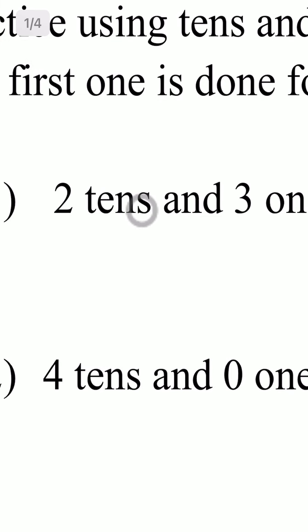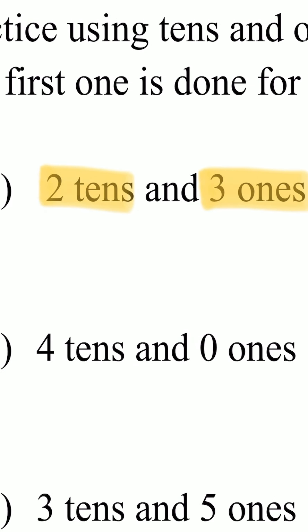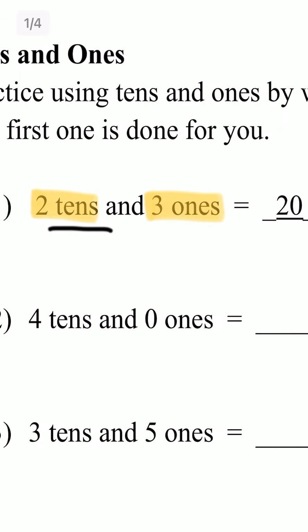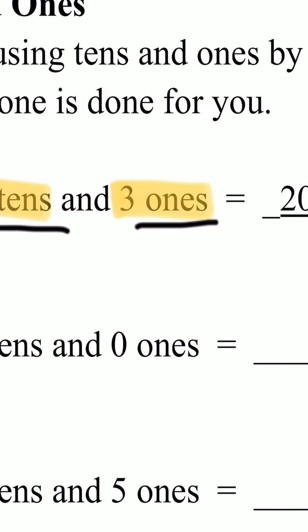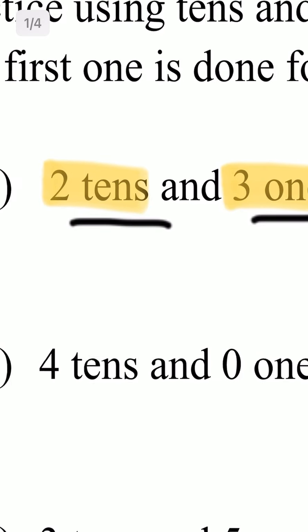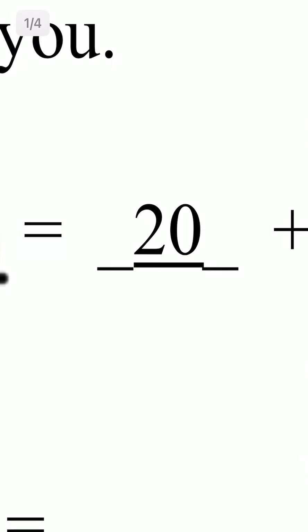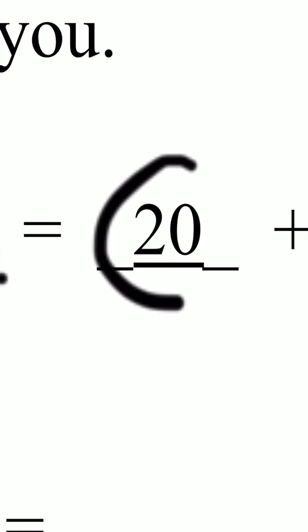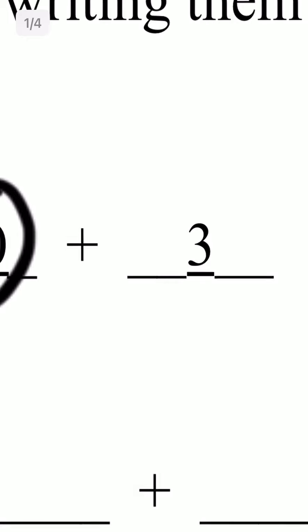We have 2 tens and 3 ones. If there is tens, we need to write 2 digits, and if it says ones, then we only need to write 1 digit. So since it says tens, we need to write 2 digits, which would be 20. And then it says 3 ones, so we only need to write 3.